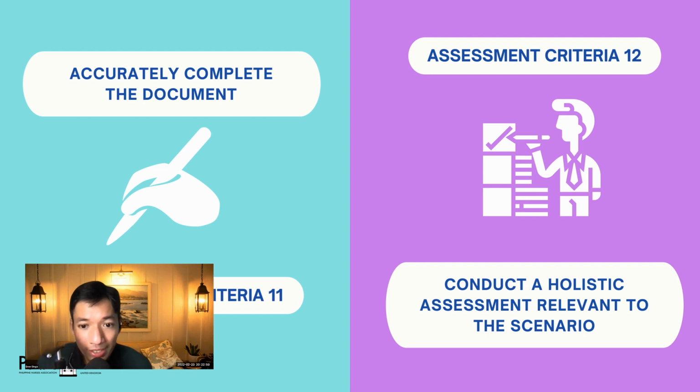And number 12 is to conduct a holistic assessment relevant to the scenario. So it's the everything else, anything else you want to discuss with the patient. In the examination, the actor will lead you to the conversation. Let's say the patient is anxious. The actor will say, oh, I'm concerned about my family and my friends. The actors will lead you to the conversation about what they are most concerned about.